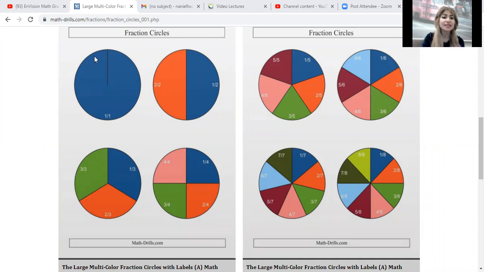You will say that this is a whole circle. When we cut it into 2, it is half. When we cut it into 3 parts, it is third, 1 over 3. If you cut it into 4 parts, it is fourth, 1 over 4. If you cut it into 5 parts, 1, 2, 3, 4, 5, it is 5 parts, 1 out of 5. When we cut it into 6, it is 6 parts, 1 out of 6. When we cut it into 7, it is 7th part, 1 out of 7. When we cut it into 8, it is 8th part, 1 out of 8.